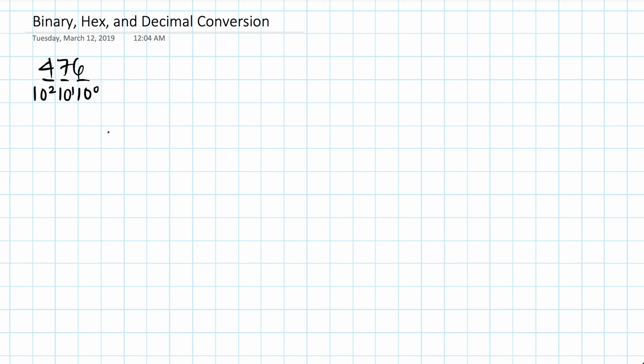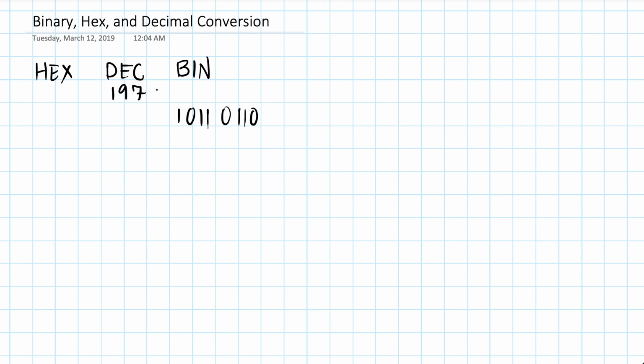So for today's video, let's just go ahead and fill out the following table. Let's do something like this: hex, decimal, and binary. And then we can start out with 197 as a decimal number and 10110110 as our binary number. So our goal for this video is going to be to fill out the remaining 4 slots in this table.